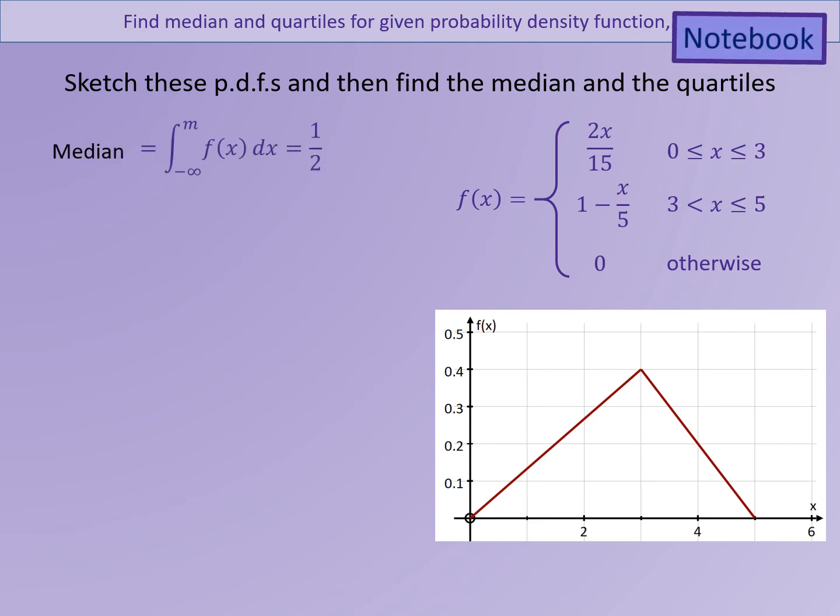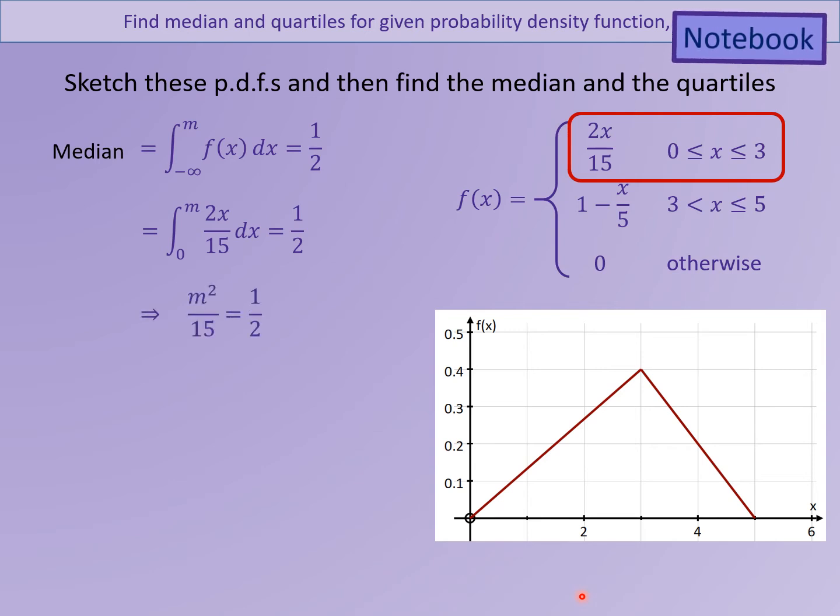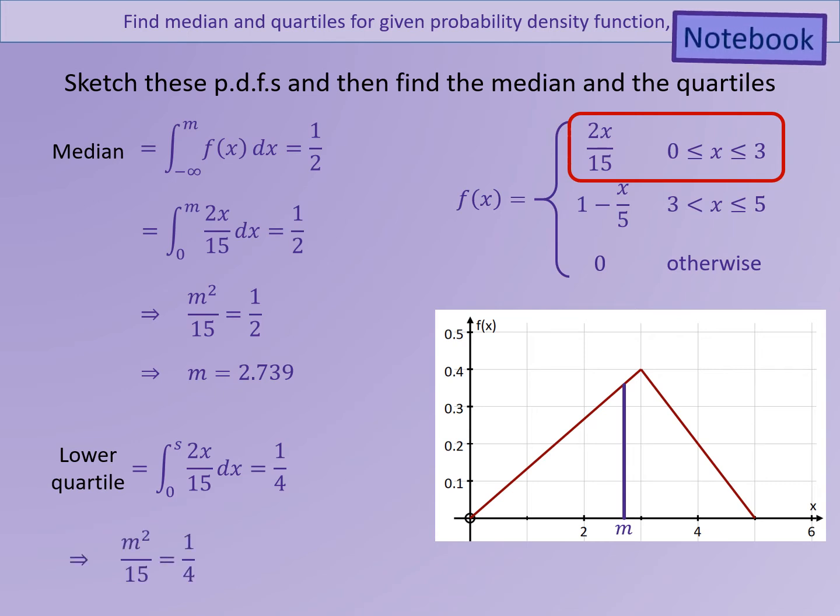So to find the median, we're going to find the integral up to m and set this equal to a half. Again, we can integrate from 0 because this is where the function starts, up to m. Set this equal to a half. This gives us a solution of 2.739. So the m value is here. Similarly, we can find for the lower quartile the integral from 0 up to s of the first function, set this equal to a quarter, and solve this to give us a lower quartile of 1.936.